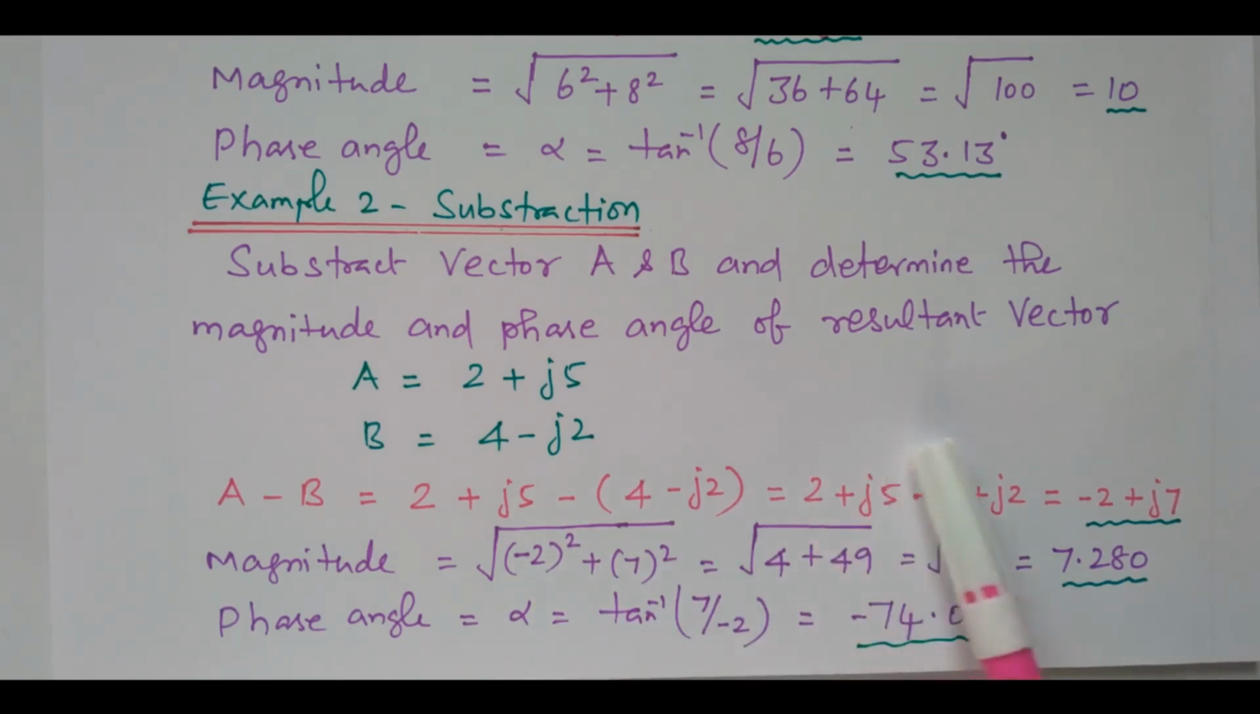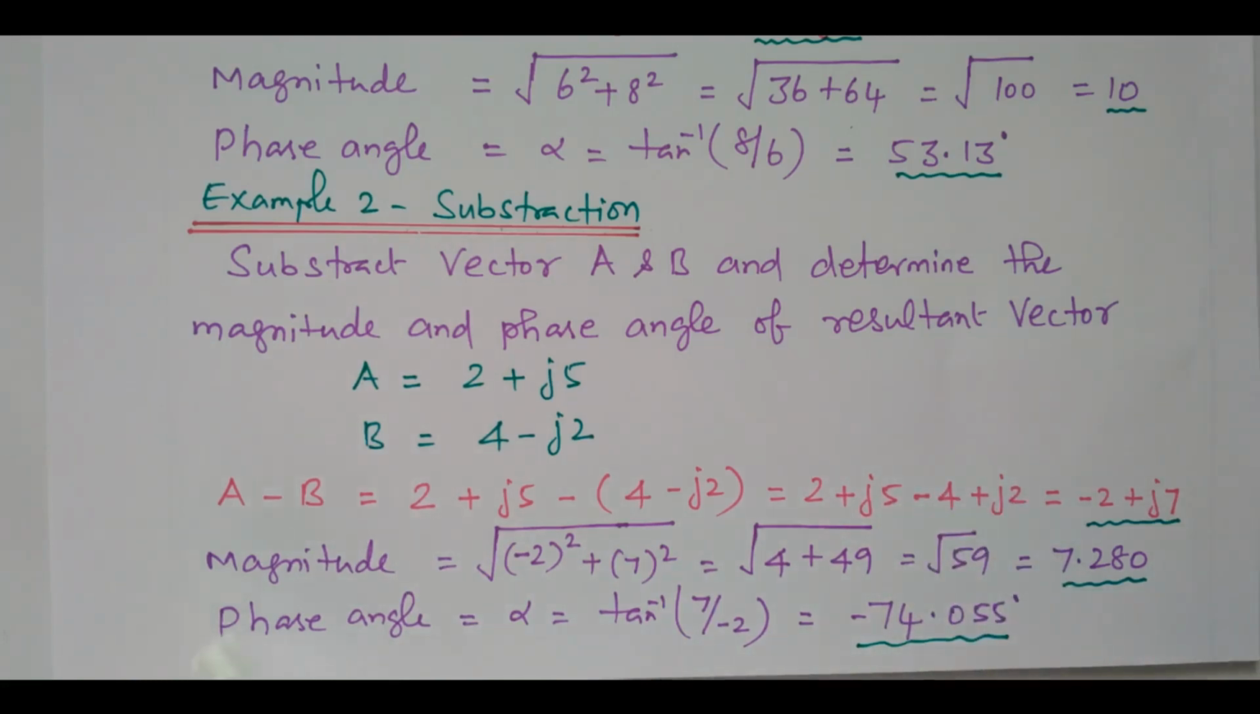Now we can add the real terms. 2 minus 4 is minus 2. j5 plus j2 is j7. So it is easily subtracted when it is in the rectangular form. We just need to add both the real terms and both the imaginary terms.